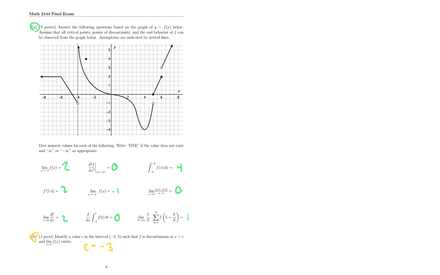Let's just go ahead and double check if there's any others. So my next point of discontinuity would be right here. But again, my limit doesn't exist because I approach two different values from the left and right.